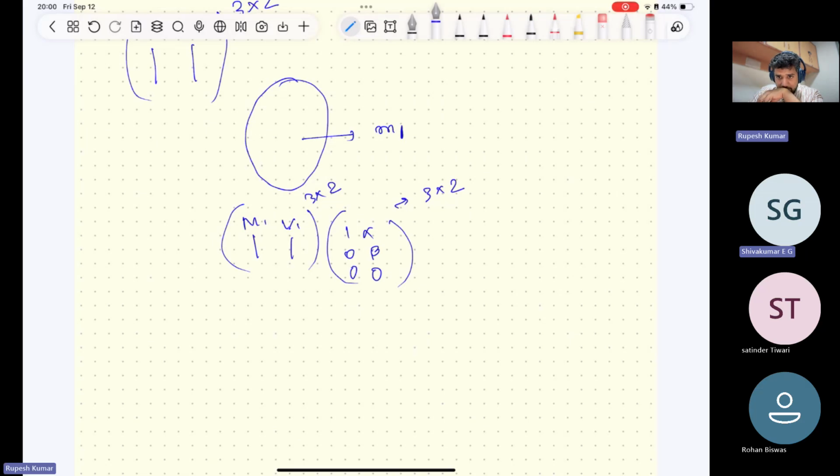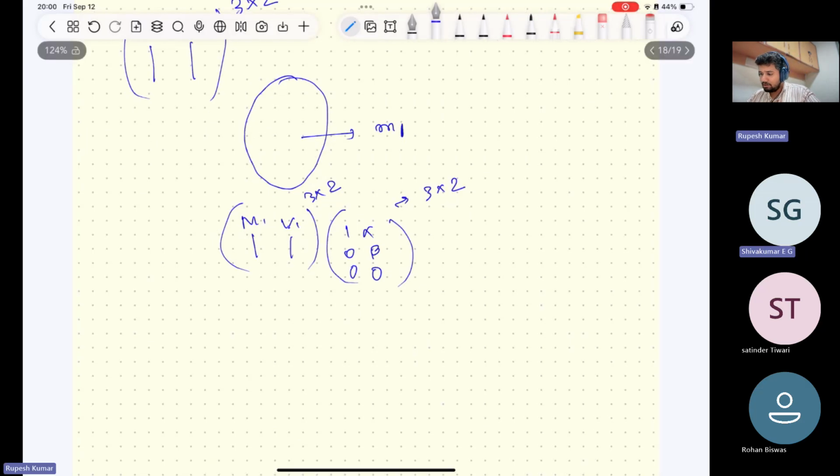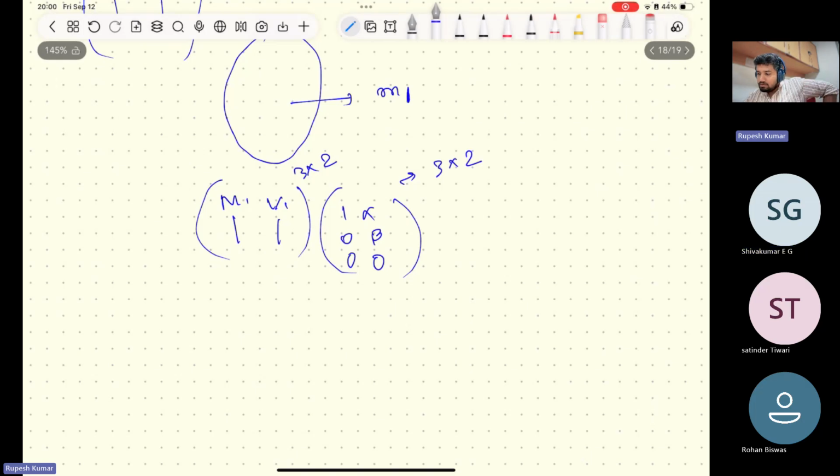I think your photo is not visible here. There is some issue with it, but let me just clear this part, right? You can't do this product, right? You can't say that this is QR. Why? Because this is a 3 cross 2 matrix. This is also a 3 cross 2 matrix. You can't do this, right?